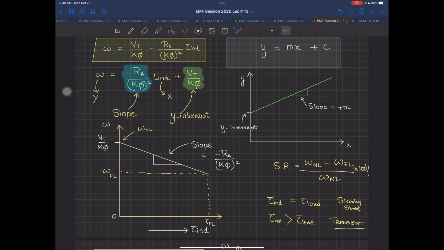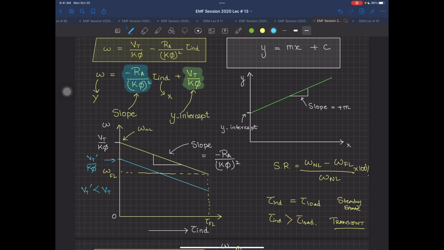The curve will go down, which means, if I draw it with some other color, the curve will be going down, but with the same slope. Why? Because this Vt by K phi would correspond to Vt dash by K phi, and Vt dash is smaller than Vt. So what is this telling you? This is telling you that if you change the voltage applied on the armature, your speed can be changed.